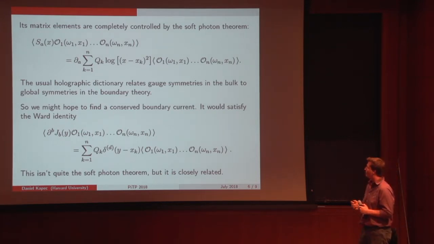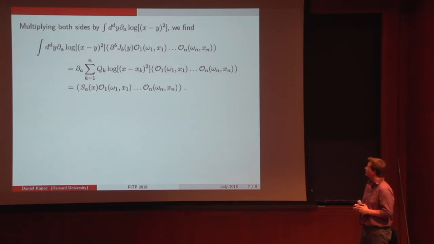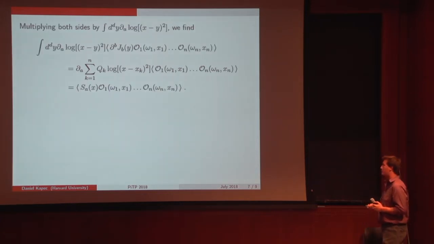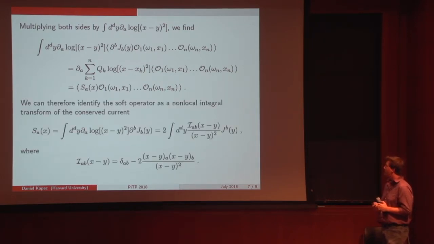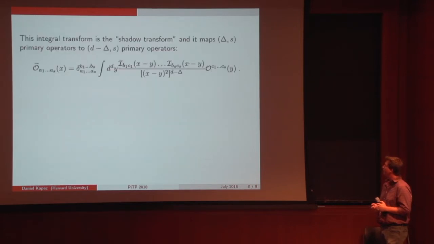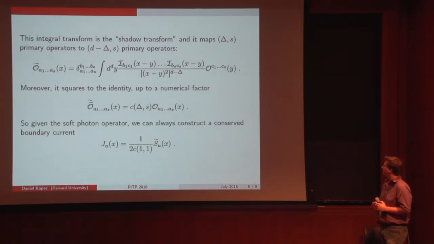It's not quite the soft photon theorem, but it is related, because if I multiply both sides of the equality by the derivative of a logarithm and then take the integral, the right-hand side will produce for me exactly the matrix element of the soft operator. And the left-hand side, I can integrate by parts and massage into this interesting non-local integral transform of the conserved current. So this integral transform is actually well known. It's called the shadow transform. And it squares to the identity up to a numerical factor.